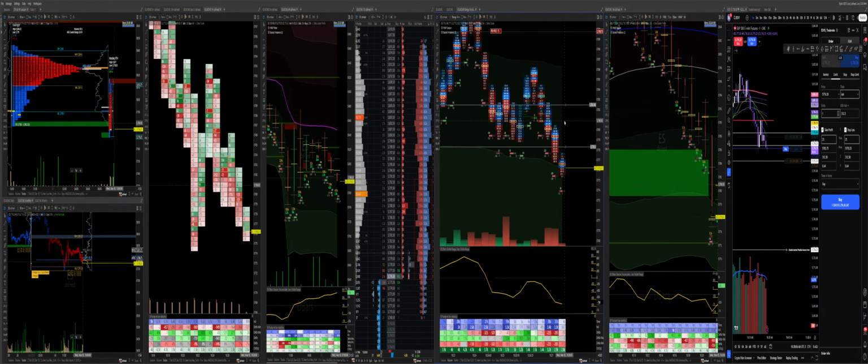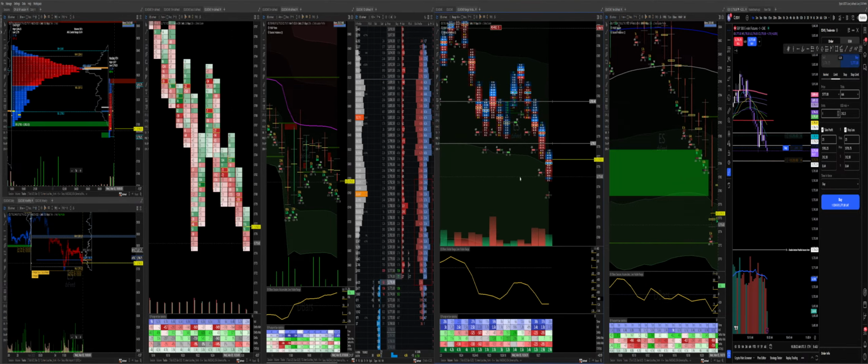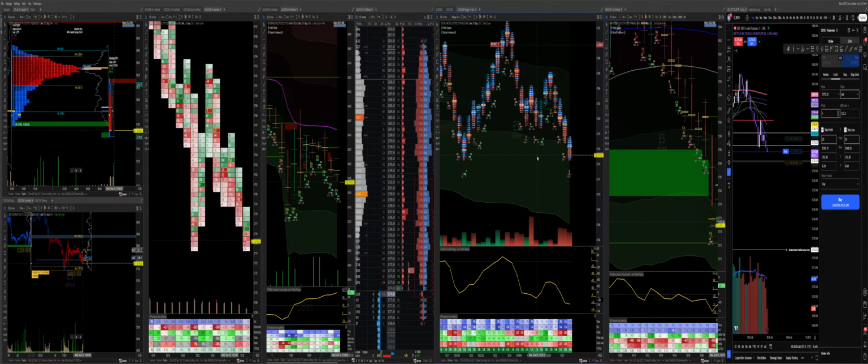Have to break that. Break it. No double bottoms on this one. Or double bottoms. Really don't like double bottoms much. Not a double bottom fan.